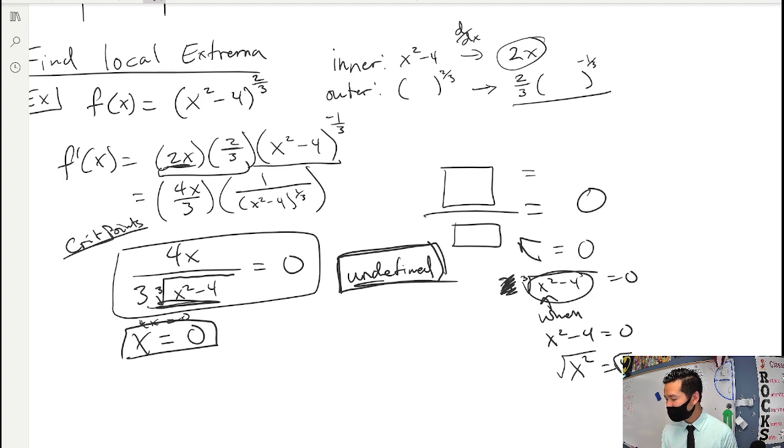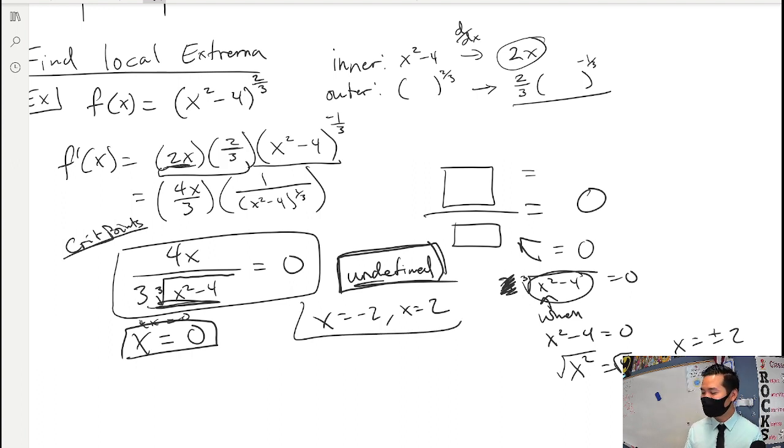Square root. x equals plus or minus 2. So I have 2 more critical points: x equals negative 2, and x equals positive 2. It doesn't matter, though, right? Because what's the cube root of 0? And what's 3 times 0? So that's why it's still there.